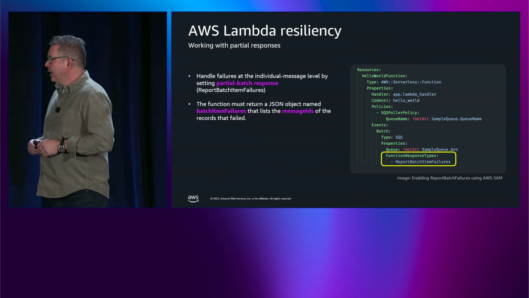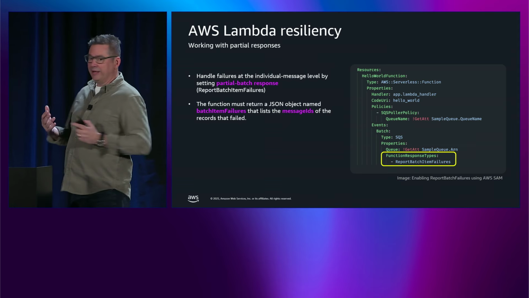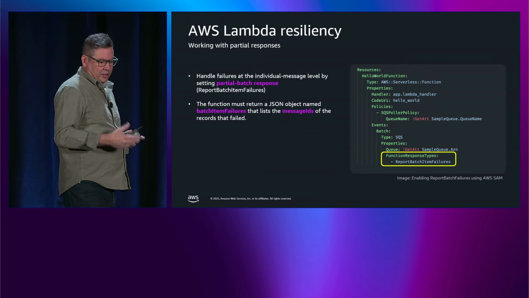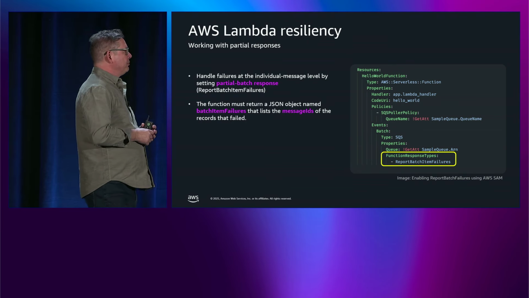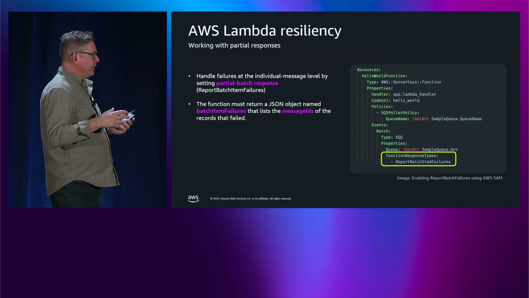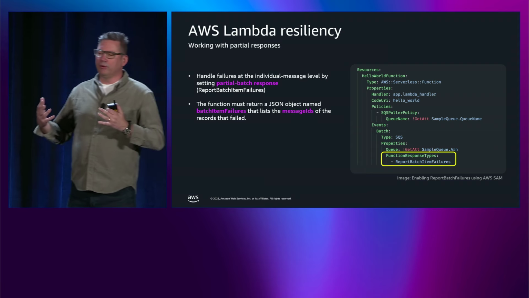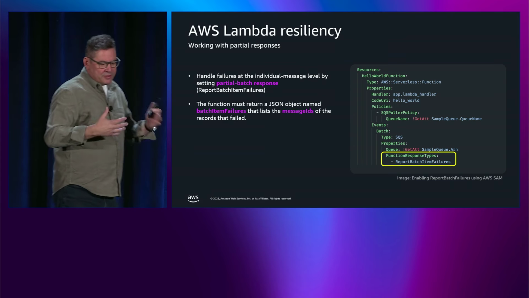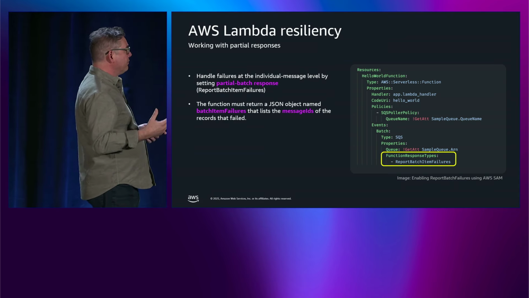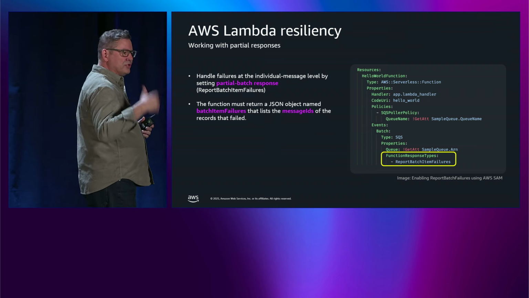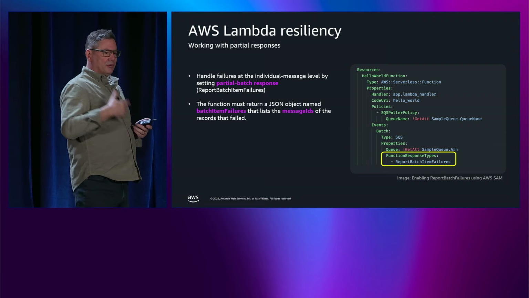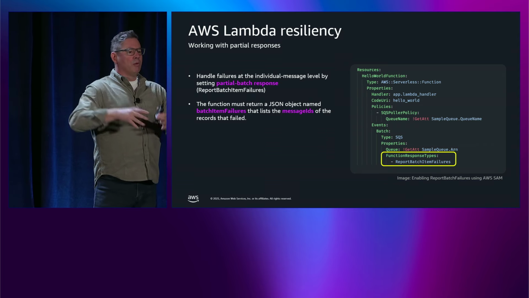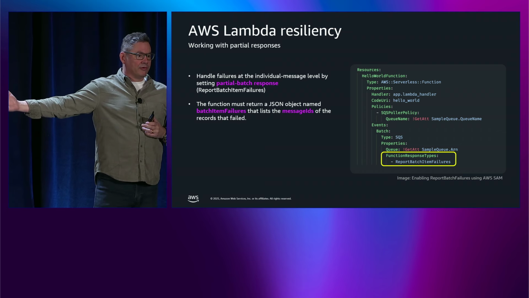But there is a way that you can look at partial failures within SQS as well. So this is where you would configure the partial batch response configuration, where you need to create a JSON object called the batch item failures, which is effectively a list of all of the message IDs that you would then return as a response back to SQS, and only those messages that failed would be put back on the queue while processing everything else.